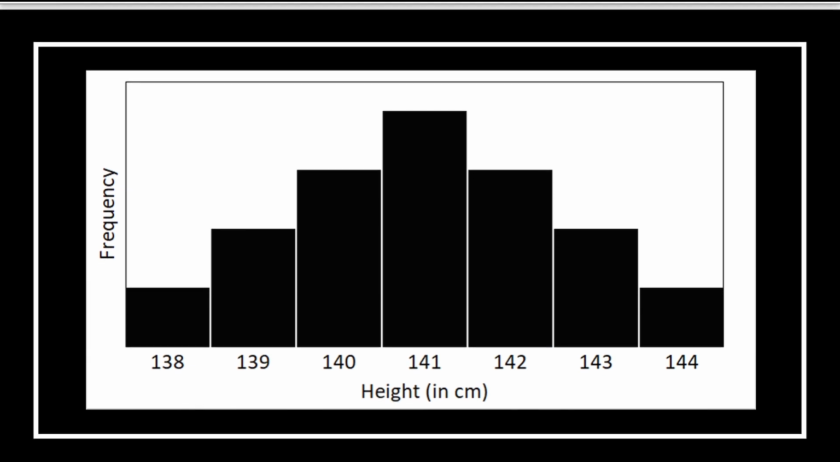So this is the histogram of the given data. As you notice, the mean of the distribution can be found at the center, which is 141 centimeters. And the distribution from the center to the right is a mirror of the distribution to the left.